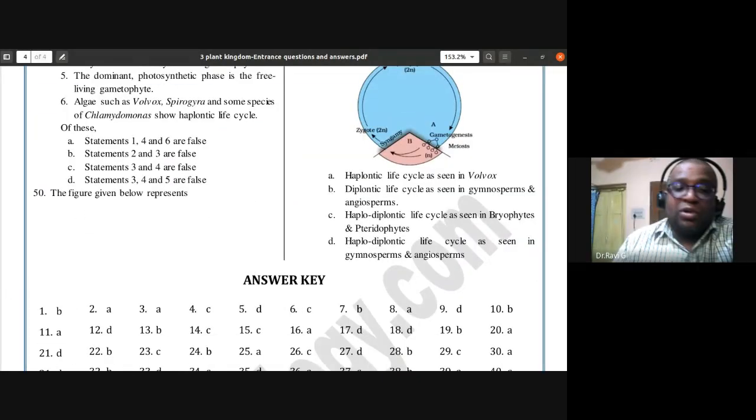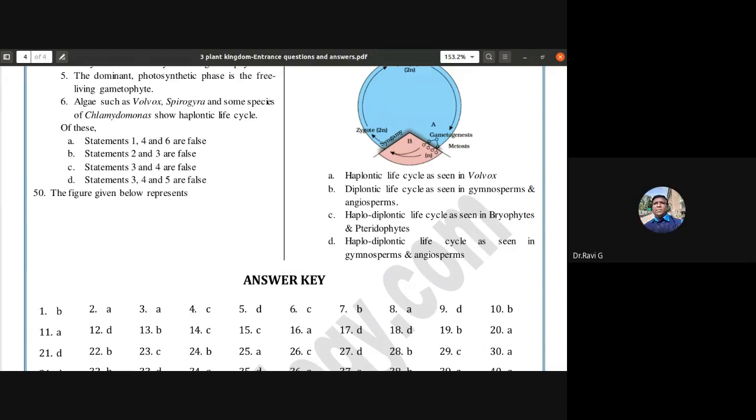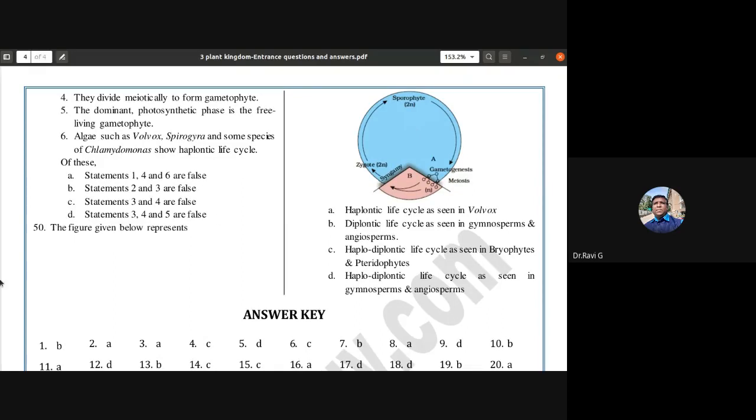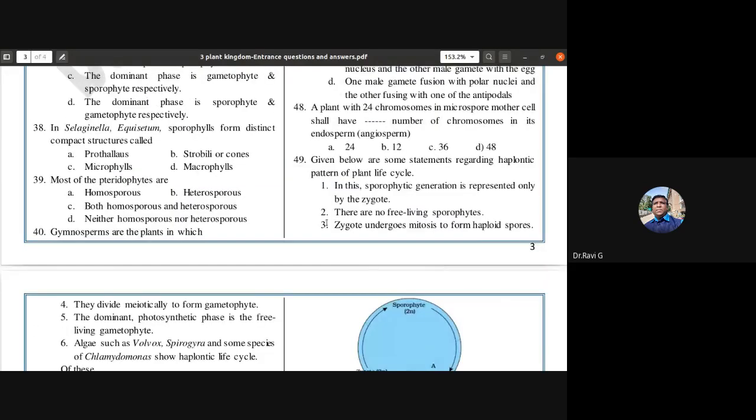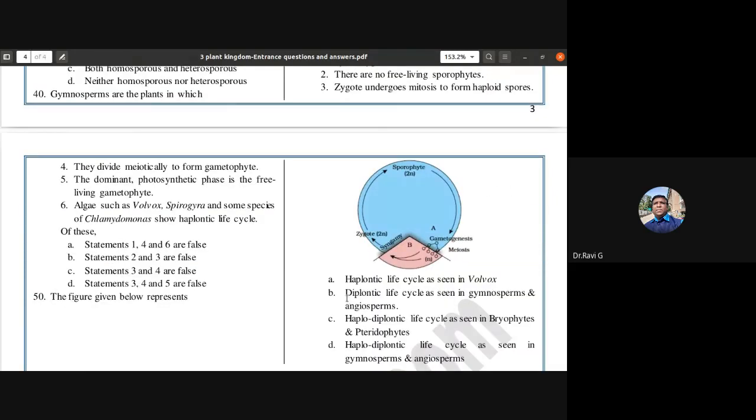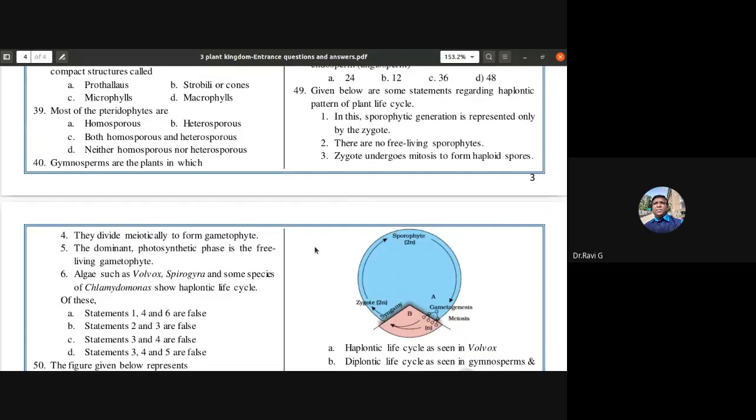So we have to identify which are the false statements. Okay, so that we have to identify for the 49th question. The zygote undergoes mitosis to form haploid spores is a wrong statement. And the fourth one, they divide meiotically to form gametophyte, that is also a wrong statement. So the third and fourth statements are false. So C is the answer for 49.